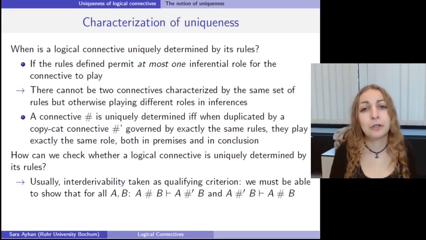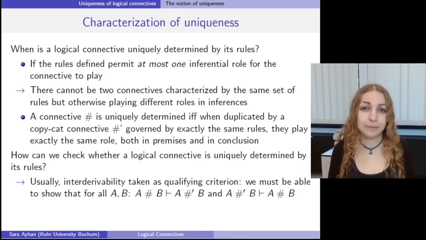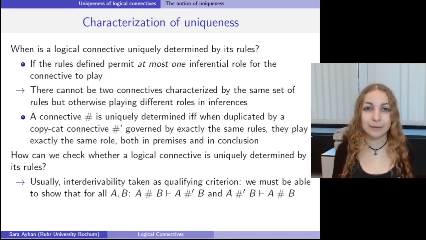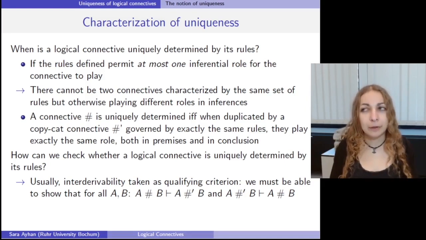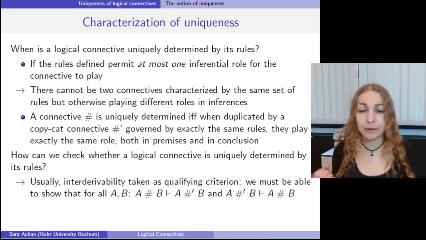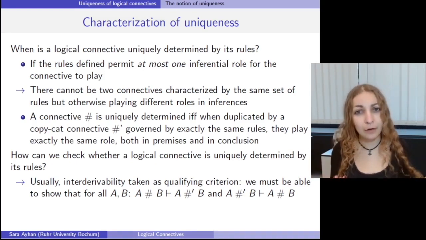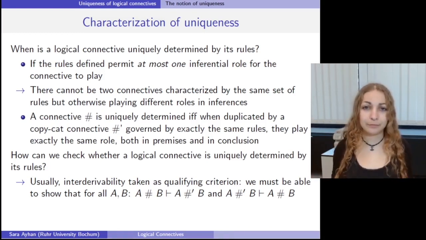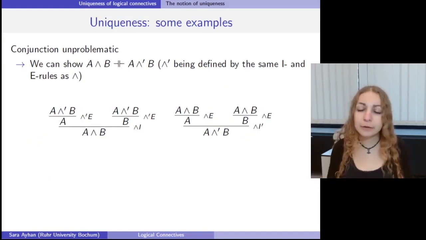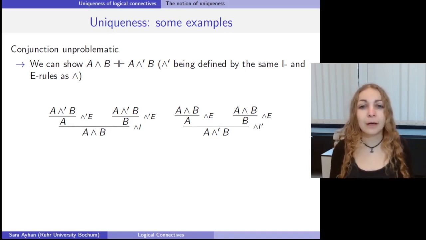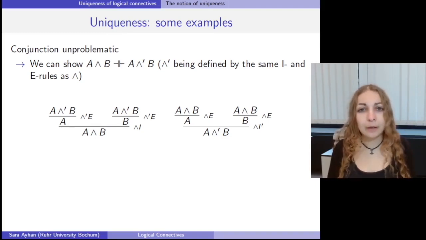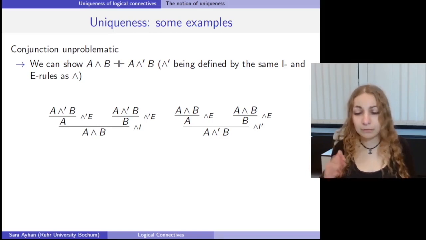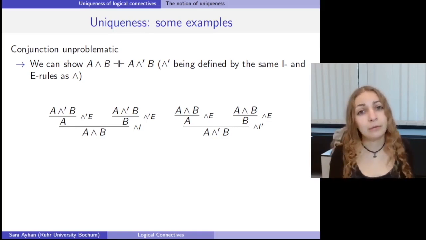So the question is, of course, then how can we check whether a logical connective is uniquely determined by its rules? And usually, I must emphasize usually, interderivability is taken as the qualifying criterion. So in the standard cases, we must show that if we have two formulas, one containing the connective, the other the copycat connective, those two formulas must be interderivable. So I will show it to you for the case of conjunction, so that you can see it's very unproblematic to do that. We take conjunction and a copycat connective conjunction prime, defined by the same introduction and elimination rules as conjunction, then we can easily derive A and B from A conjunction prime B, and A conjunction prime B from A conjunction B.